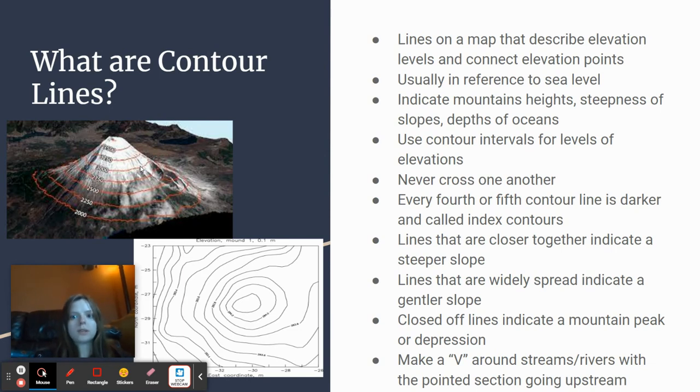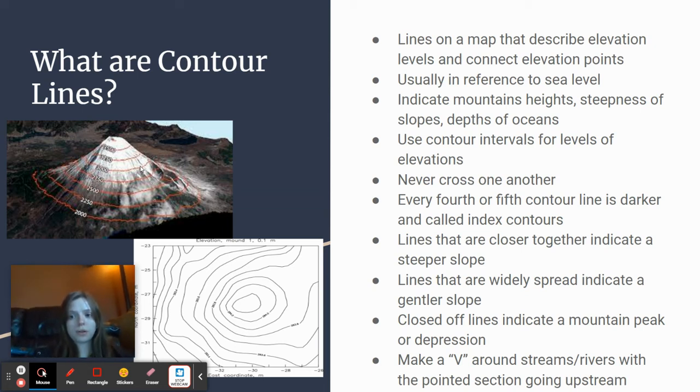So what are contour lines? Contour lines are lines on a map that describe elevation levels and connect elevation points. They are usually in reference to sea level, and they indicate mountain heights, steepness of slopes, and depths of the oceans. We use contour intervals for levels of elevations, and they never cross one another.